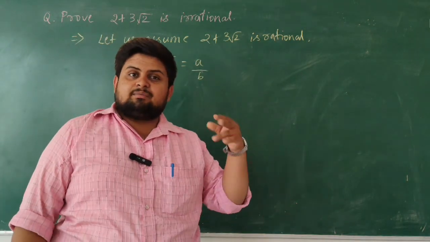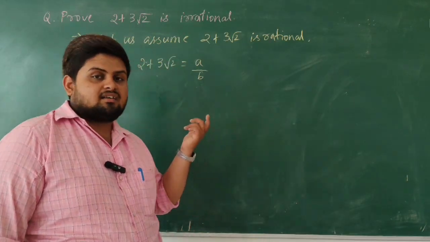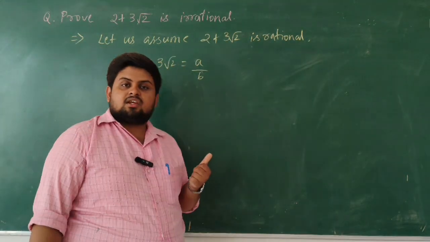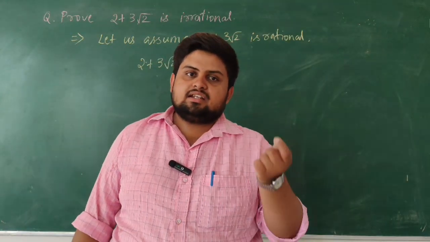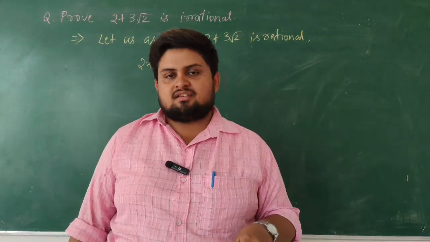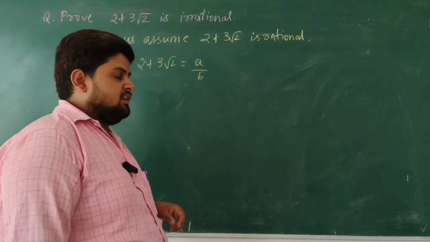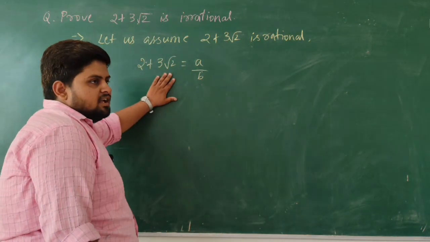You can also check the previous example by writing root 2 is equal to a by b. Take it as a home assignment and do it once. Write it in the form of a by b and prove root 2 is irrational once again. You will get clarity then. Now in this example we will take a by b.